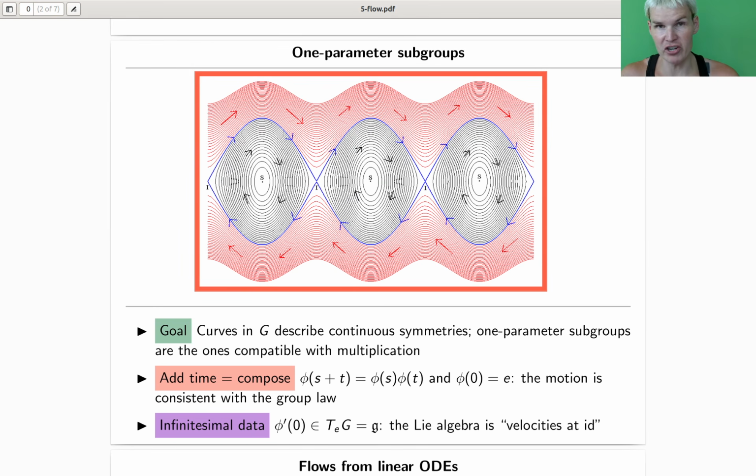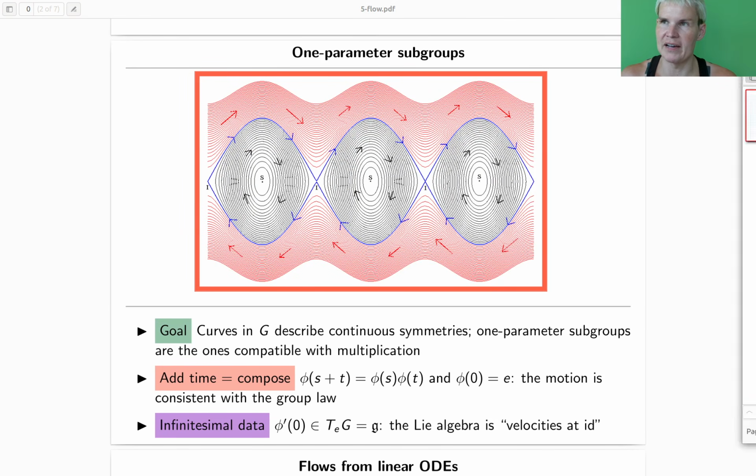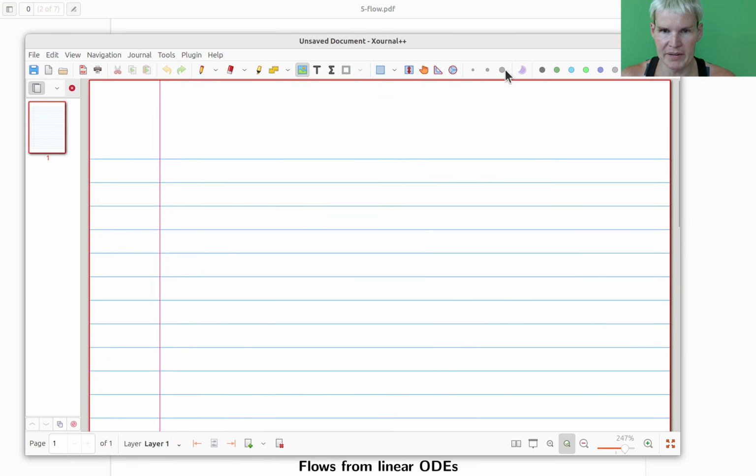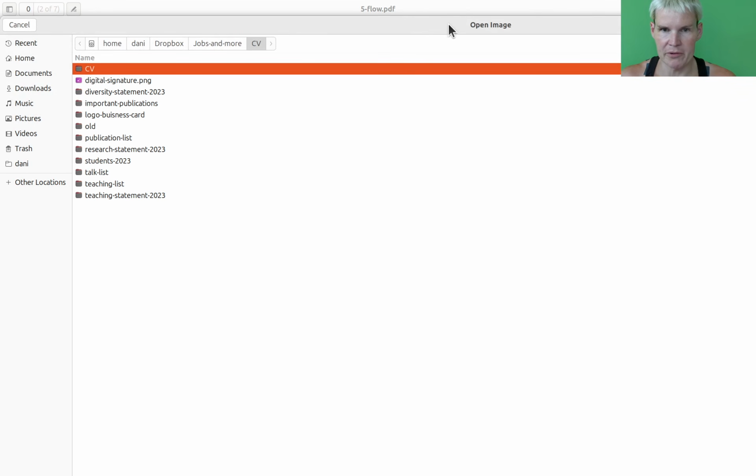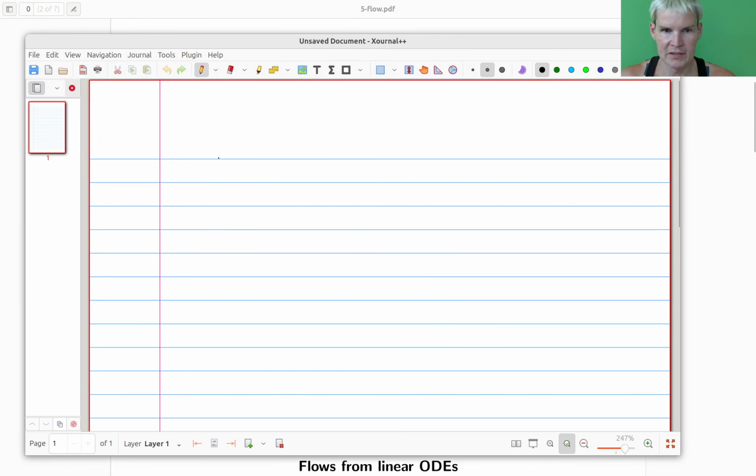The goal you want to keep in mind is that we want to describe somehow curves in our little G. G is our Lie group, right? And one parameter subgroups are the ones that are somehow compatible with multiplication. So essentially, it should be something like s plus t for my map here, and the map goes from, let's say, R to our little group, or some people like C to our little group.